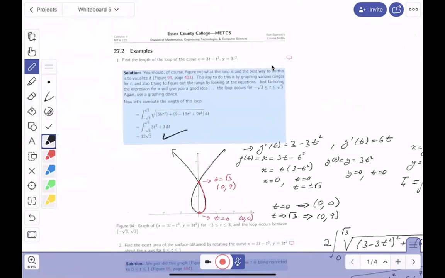All right. Now, someone says, oh, they did it different here. They did different limits, but again, that could vary, depending on what you're doing. They did something different than me. I just simply did one portion of the loop and doubled it. They did the entire loop in one shot.